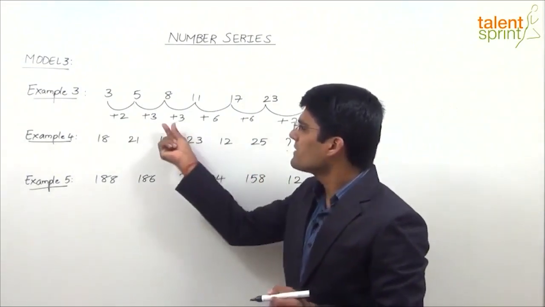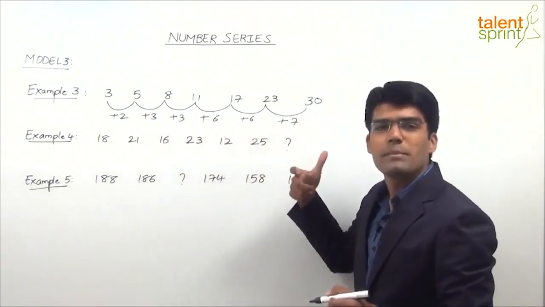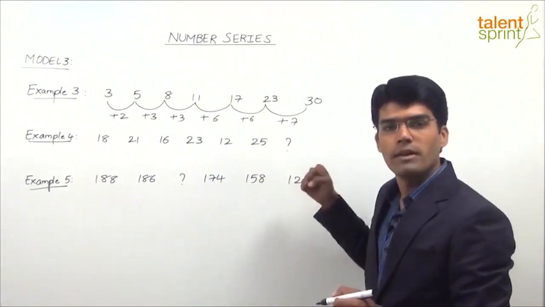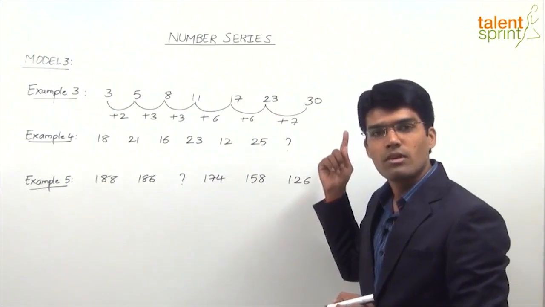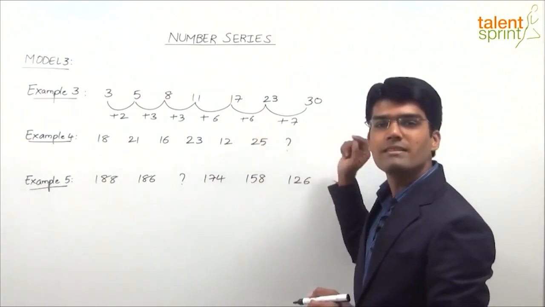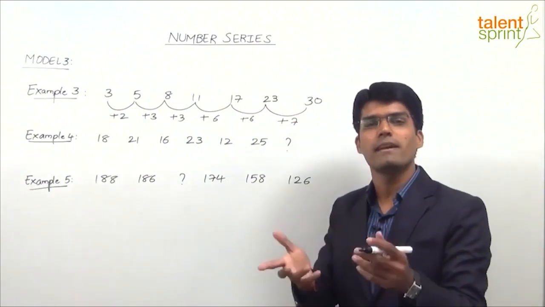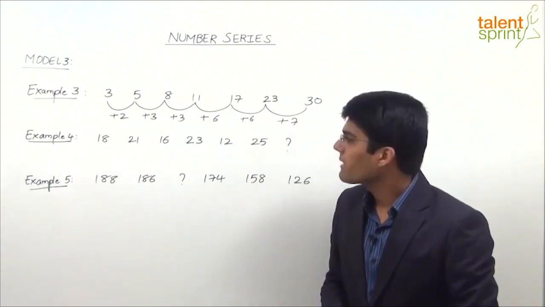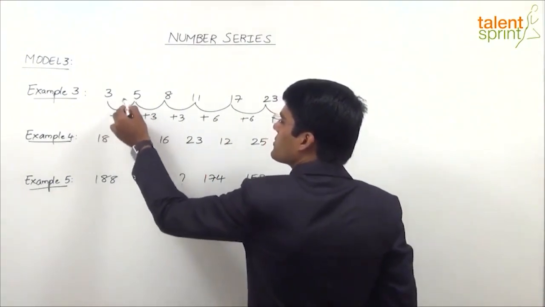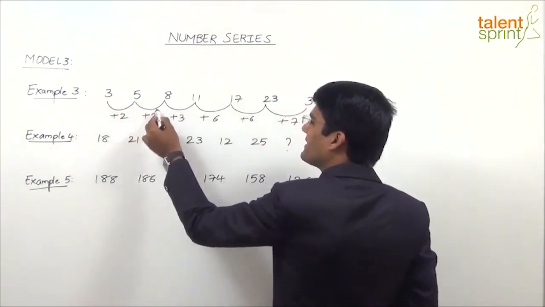But if you try to observe the differences here, they are not in a particular fashion. There is no rhythm between these differences. And we already know that one of these numbers is wrong. So what should be that number here due to which the rhythm between these differences is lost? If we are able to identify that, then our job is done. Now if you try to observe, the difference between the first two numbers is 2. 3 plus 2, 5. 5 plus 3 is 8.